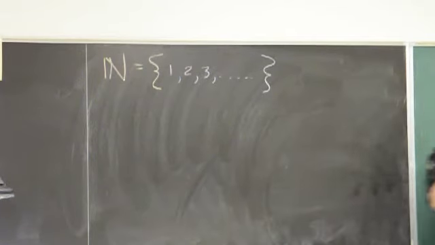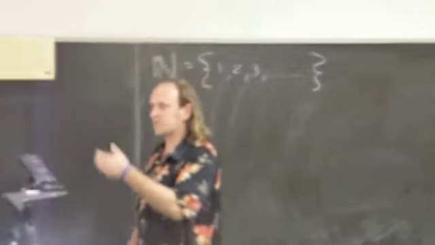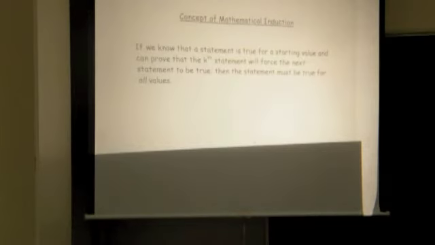Right, that's the set of natural numbers. And what we're going to do is work with statements that are indexed on natural numbers. So if we know that a statement is true for some starting value, what's our starting value? It's the first domino we push. And if we can show that if the 75th falls, the 76th must fall, then we've got our proof.